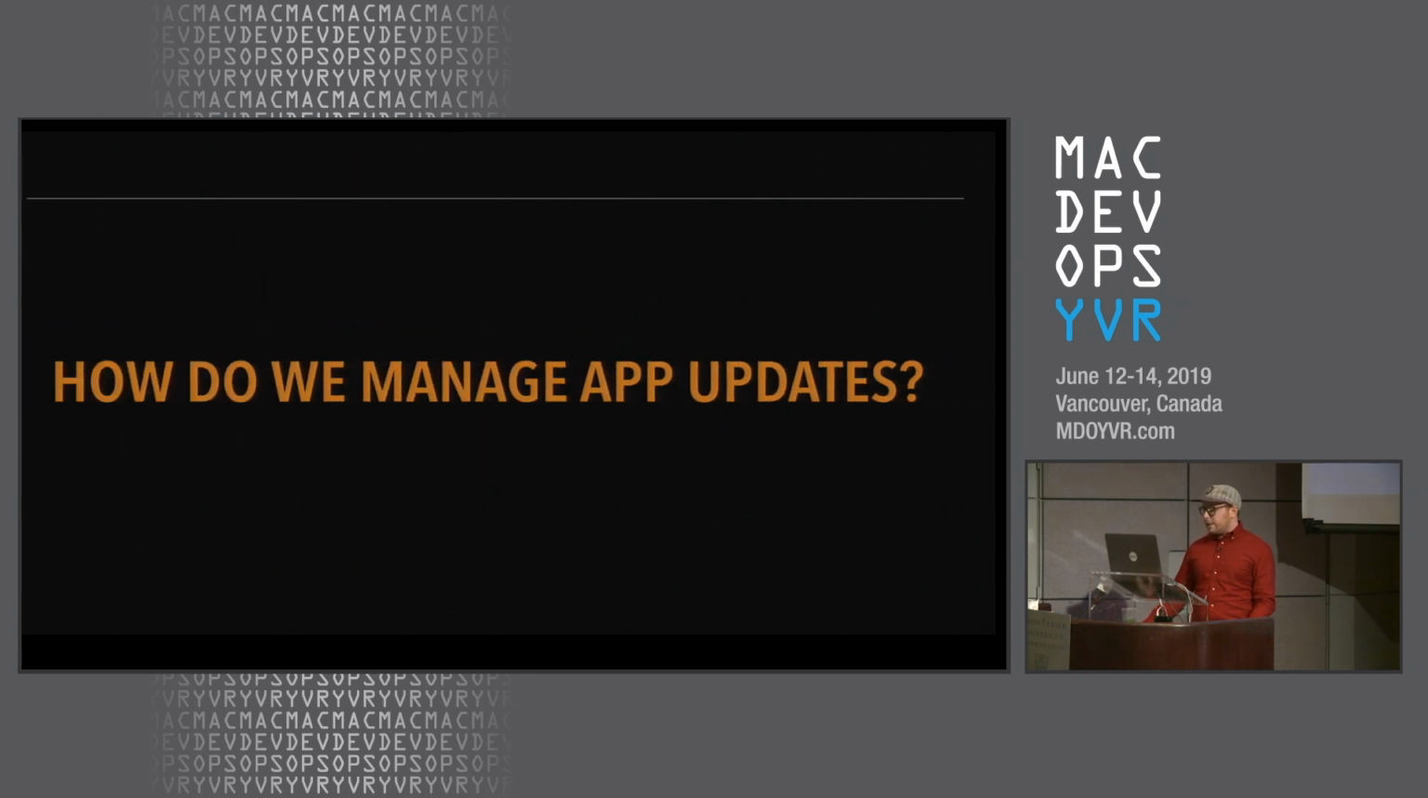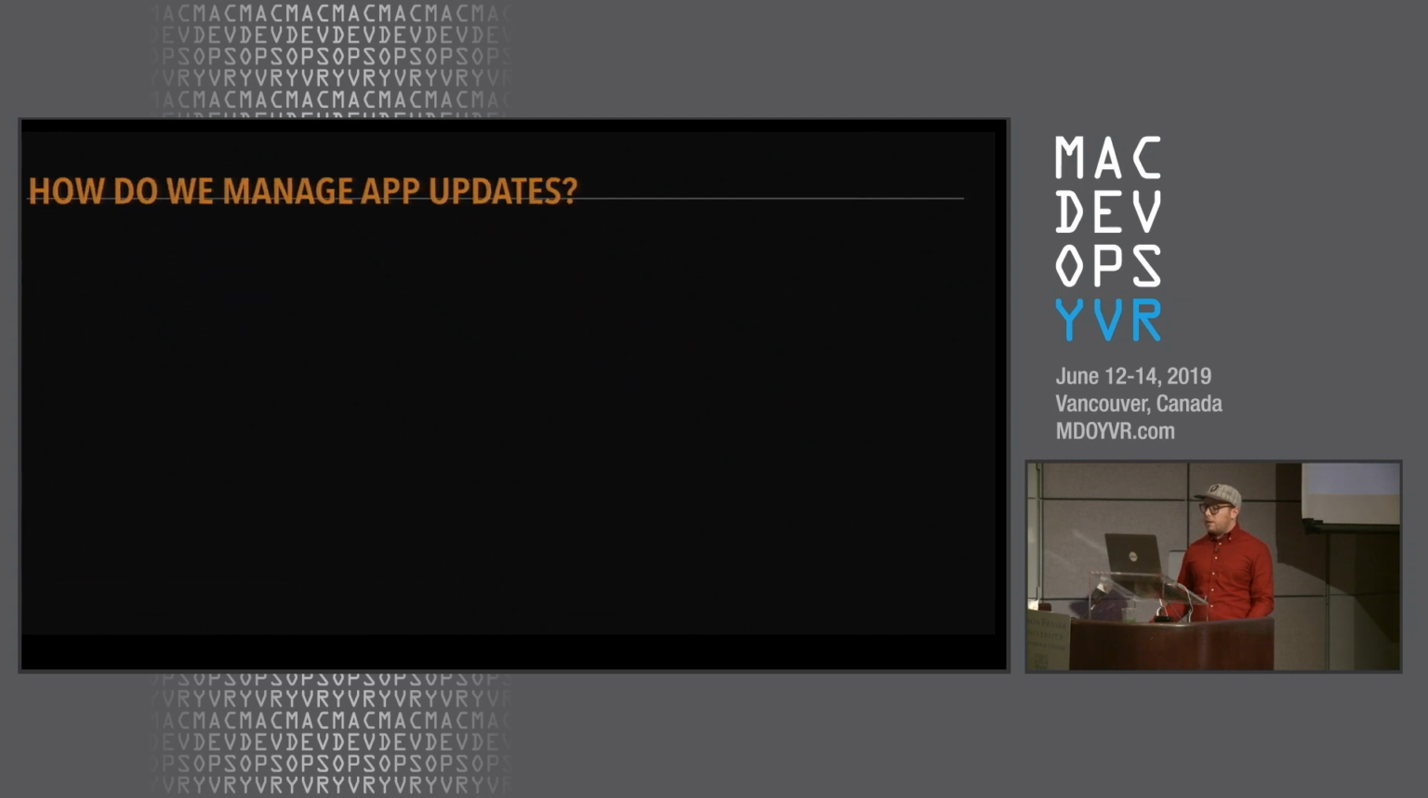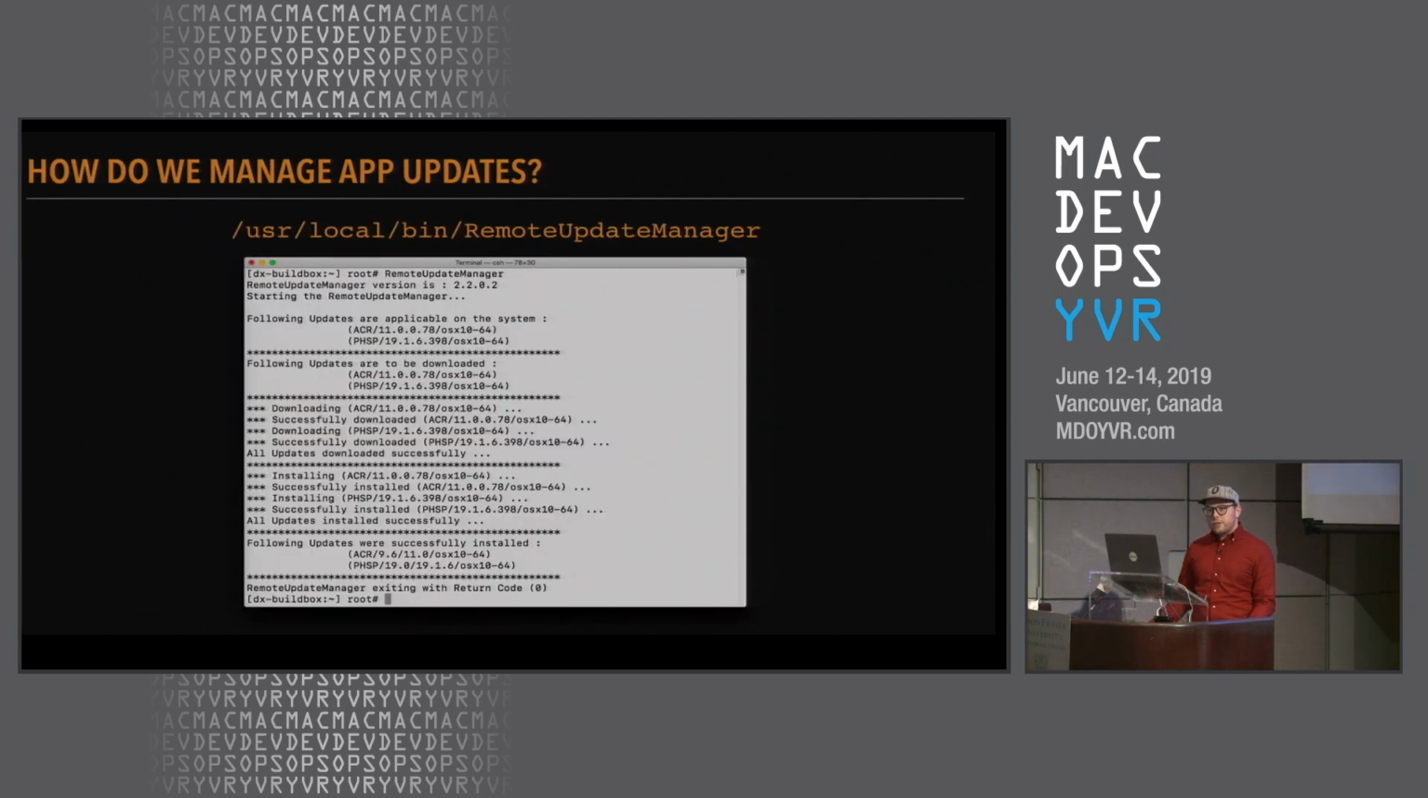So the next question is, how do we handle app updates? A lot of you are probably familiar, if you manage Adobe applications, with this thing called Remote Update Manager. It's basically a command line utility that installs Adobe .releases. When it works, it is great.